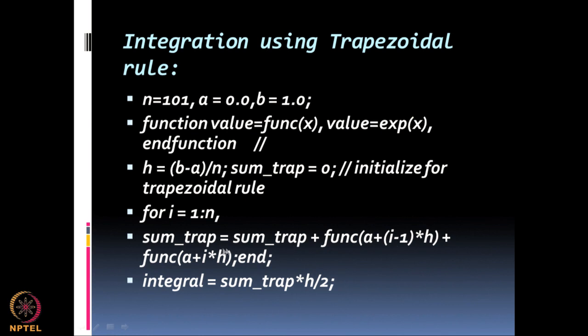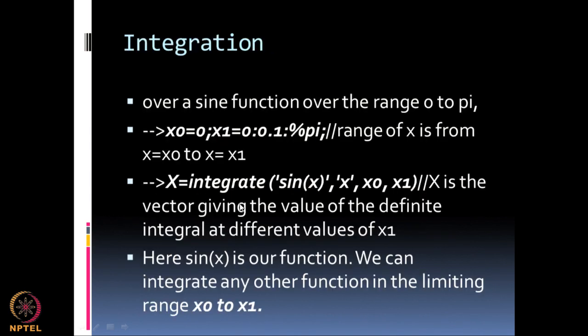So, I add all the values, and how do I end the do loop? Semicolon, end. So, this is how the do loop ends. When the do loop has ended, I have added all the values of the function. To get the integration using the trapezoidal rule, integral is equal to sum underscore trap, this was the sum, into h by 2. So, this is my integral using the trapezoidal rule. This is what I have done through this. I have also illustrated how to program using Scilab. It is very similar to Fortran, except in your do loop, in place of do, you have a for statement. Functions are defined slightly differently, but there is very close similarity with Fortran as well.